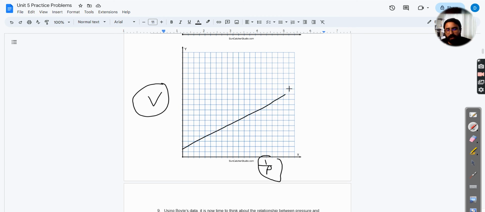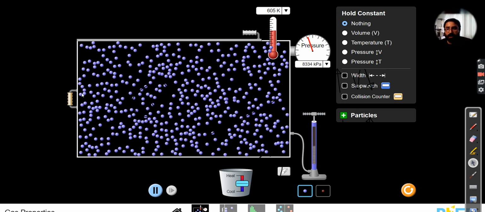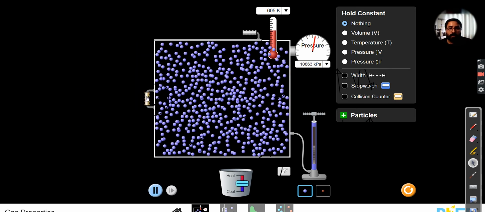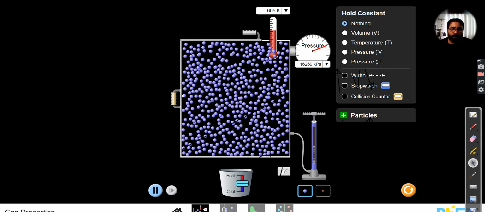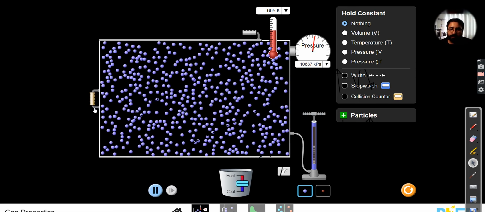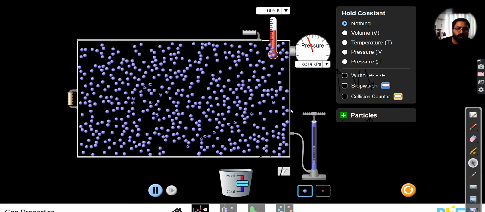And what does that relationship tell us? Well, that relationship tells us that when pressure goes up, that means volume has gone down. Or if pressure has gone down, that means volume has gone up. So as pressure goes down, the volume goes up. And I demonstrated that with this right here. You lower the volume, you increase the pressure. You increase the volume, you decrease the pressure. So that's Boyle's Law right there.